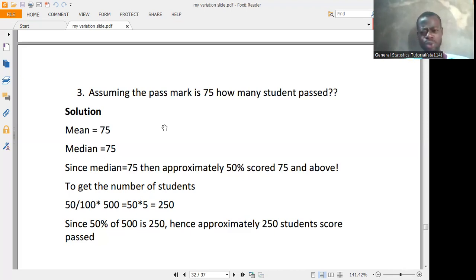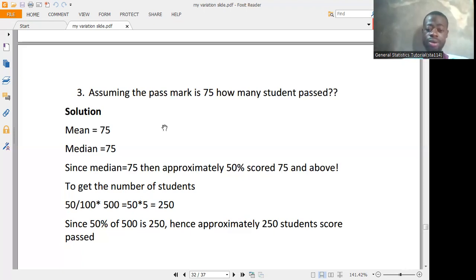Another way you can know that the answer is 50% is if you observe the way a normal distribution curve always looks. If you divide every normal distribution curve in half, you realize that the center is exactly where the mean always is. The mean is always the place that divides the normal distribution curve into two equal halves. So you can use that to interpret this question and say 50% of them are going to score 75 and above. So that means 50% of them will pass.